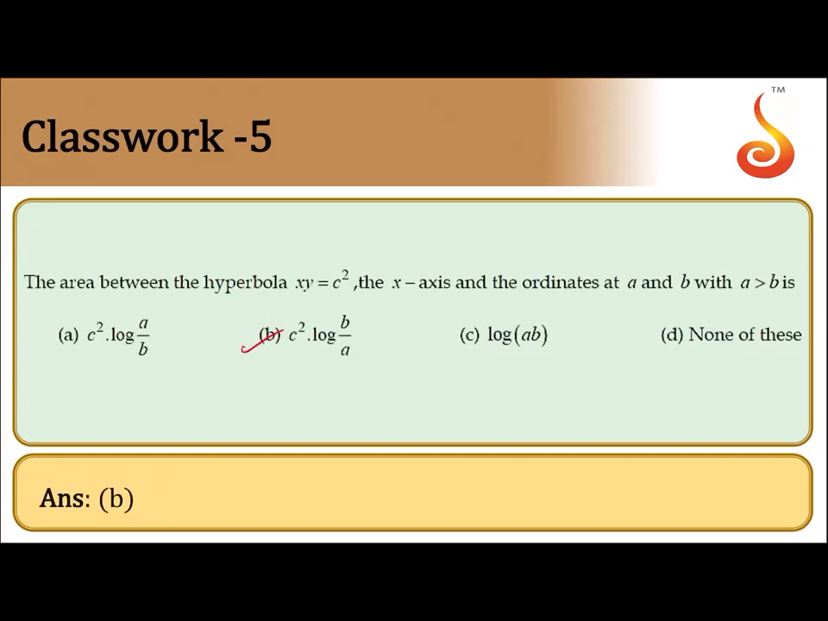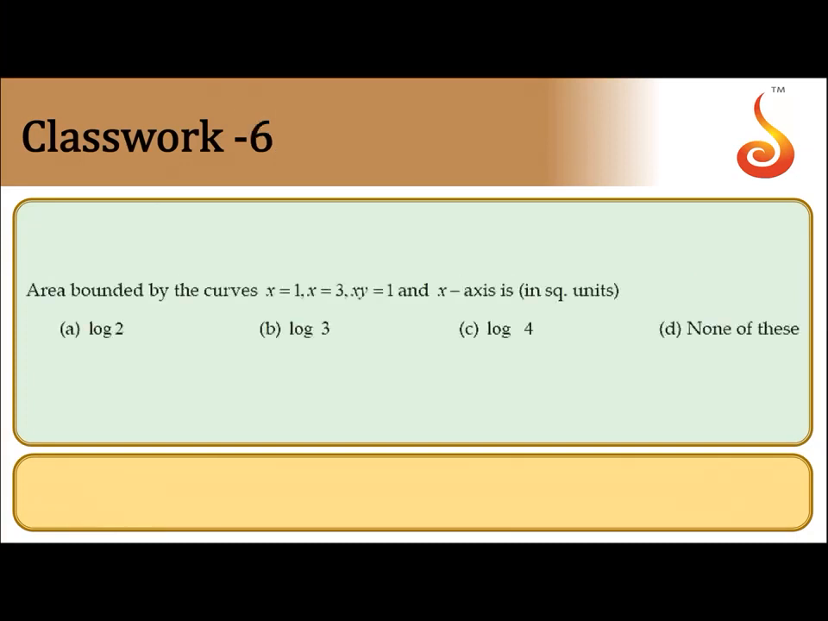Okay. Now coming to the next one. Area bounded by the curve x equals 1, x equals 3, xy equals 1, and x-axis, similar to the previous one. So xy equals 1, x equals 1 to x equals 3, and the x-axis. And therefore this is actually the hyperbola. You get it like this, x equals 1 to x equals 3.